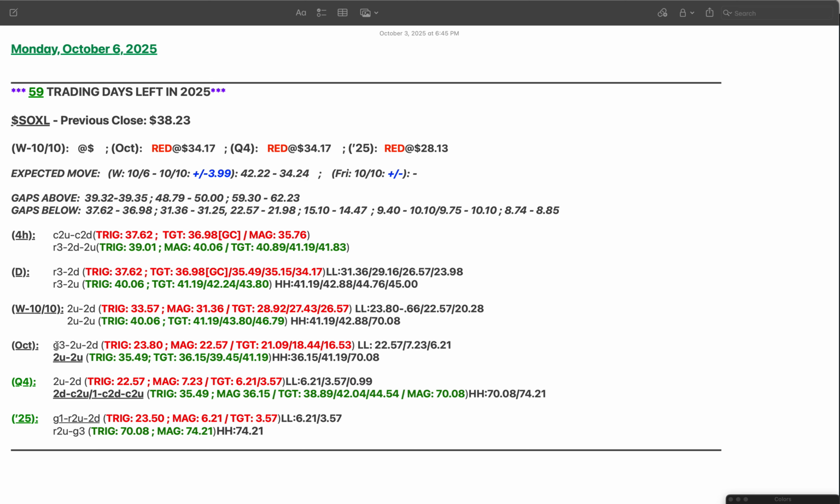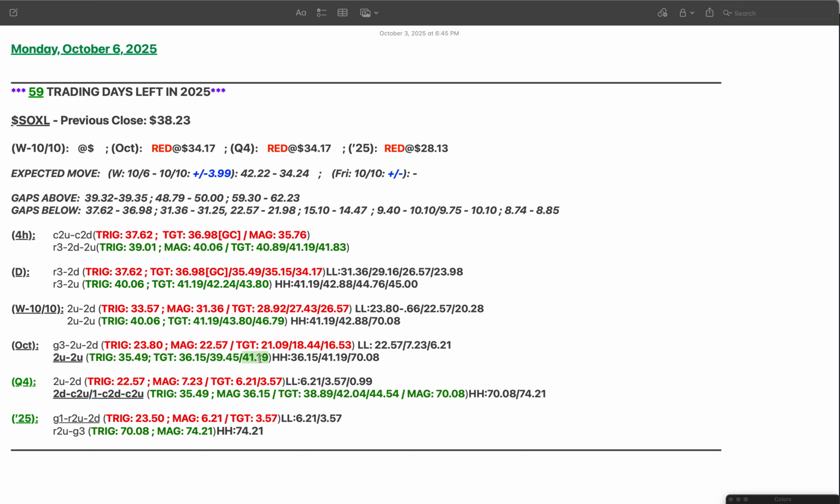From the month perspective, again, we have triggered the 2-up. As long as we are above 35.49, we are in force. The first target, 36.15, we have already reached, as well as the 39.45. The 41.19 is the magic number that we've been talking about, right?